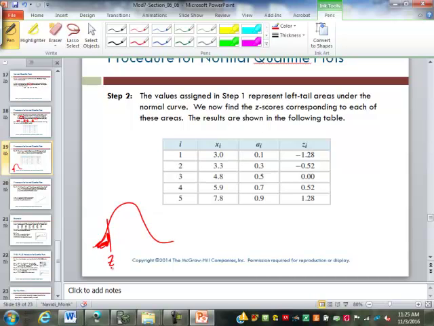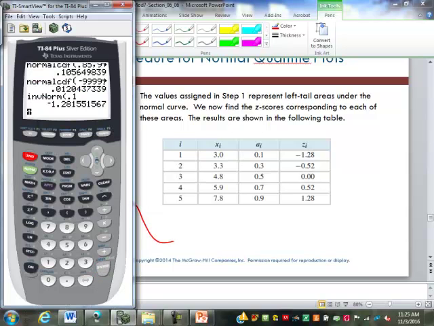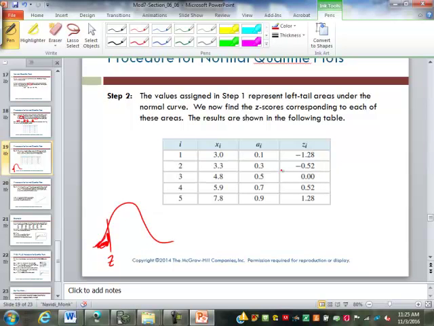We're finding this z-score. So in the calculator, we're going to do second distribution, inverse normal. We're going to put in that probability of 0.1. Remember, if we don't put in the mean of 0 and standard deviation of 1, the calculator is just going to assume it. So that'll give us a z-score of negative 1.28, which is what we have right here. For the 0.3, second distribution, inverse normal, 0.3. Negative 0.524. Negative 0.52 is what goes in there.